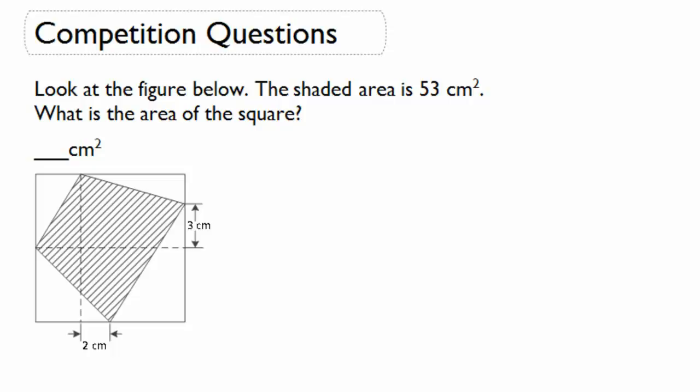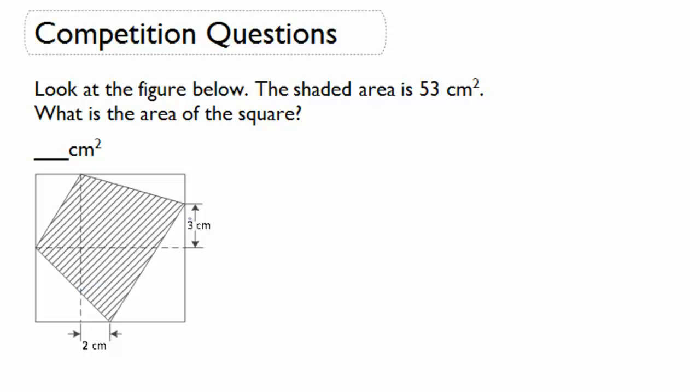The first thing we're going to want to do here is figure out what the relationship is between the shaded area and the non-shaded area. That way we'll be able to use the area of the shaded part to figure out the area of the rest, and we'll know the entire area of the square.